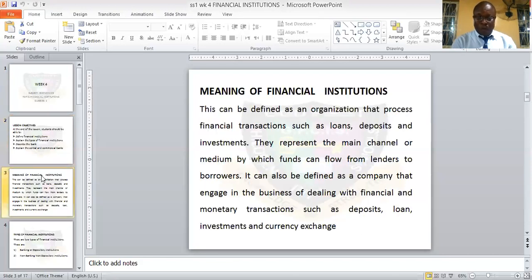So what is a financial institution? It is a corporate body or an organization that processes financial transactions. What do I mean by financial transactions? We are talking about loans. If you want to obtain a loan, you need to go to this organization, the financial institution, that is the one that gives out the loan. Then deposit. You want to deposit money in the bank.